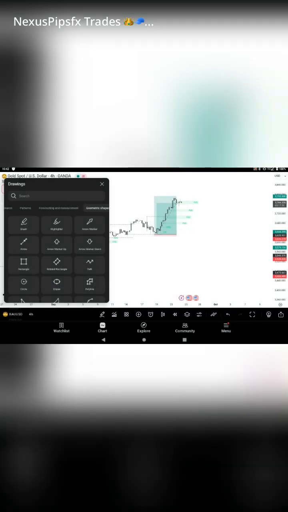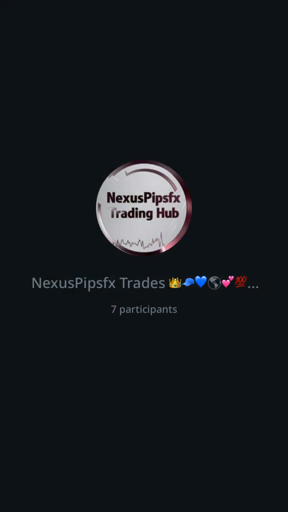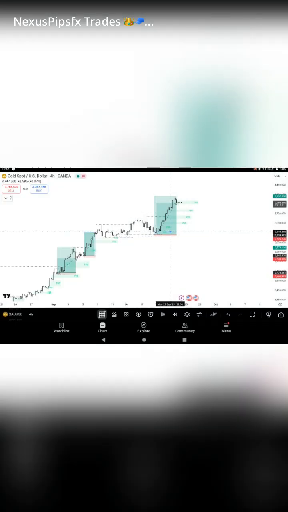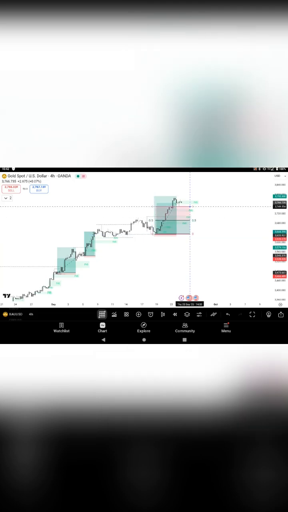Okay, so let's measure the range and see where price is, and possible zones for buy re-entry. Okay, so this is from this low to this last high.